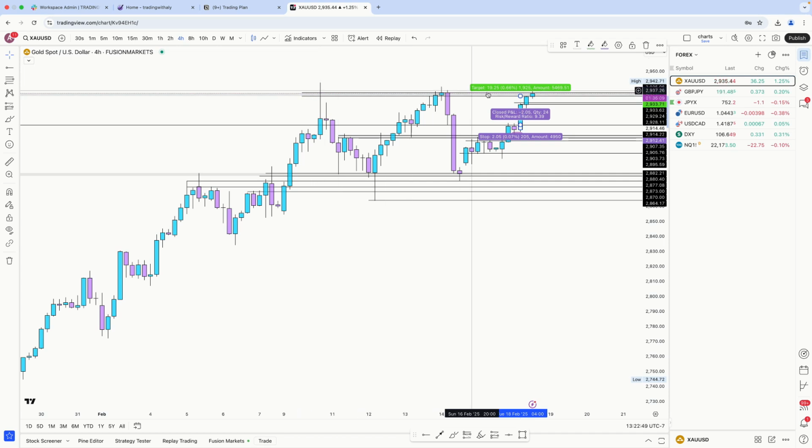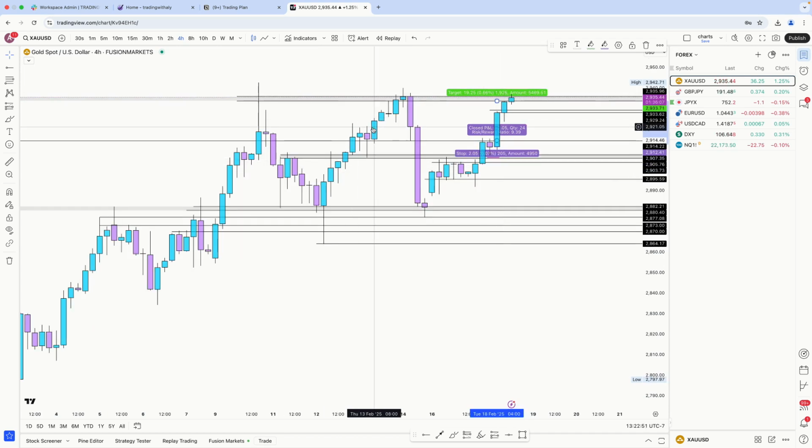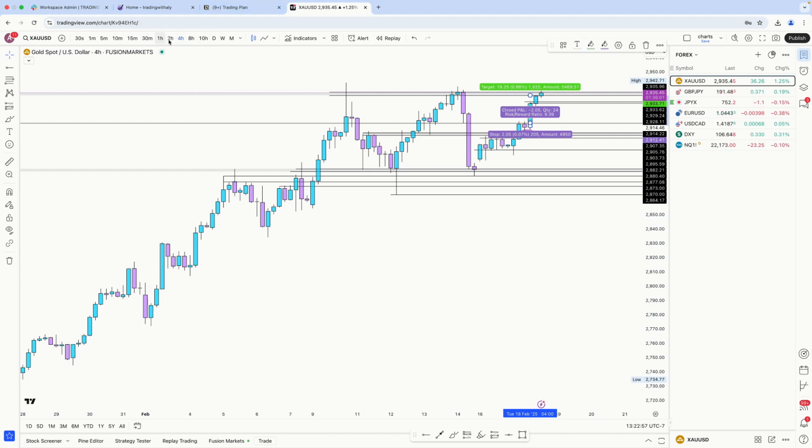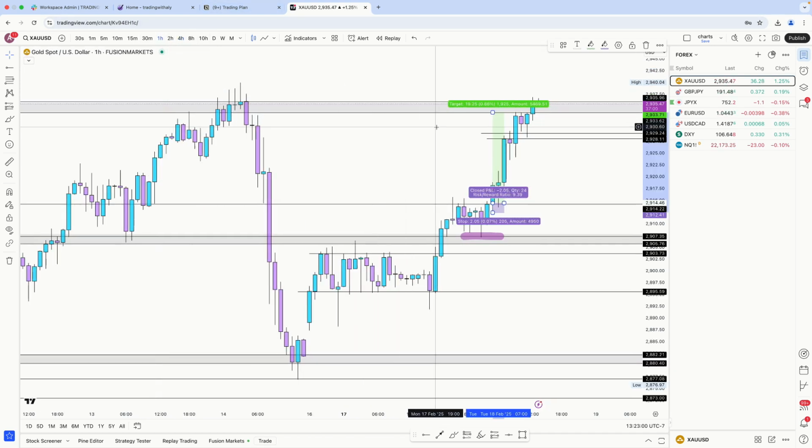We have 3 reactions here now. Usually when 3 reactions hit, it actually ends up reversing. So we'll just have to see. Again, the overall trend is bullish though. So that's what you have to keep in mind.